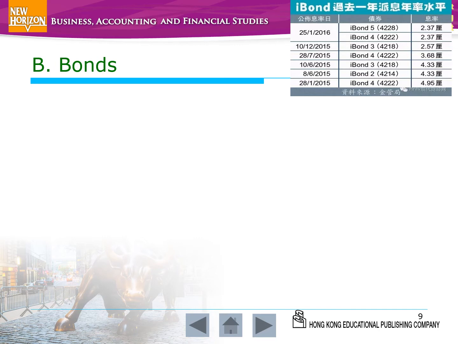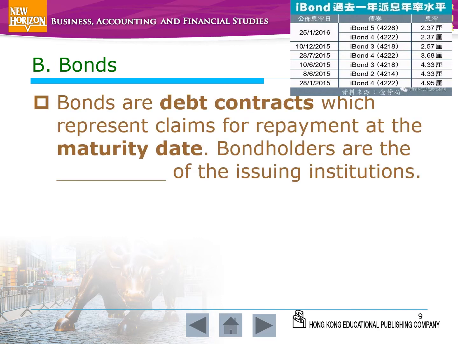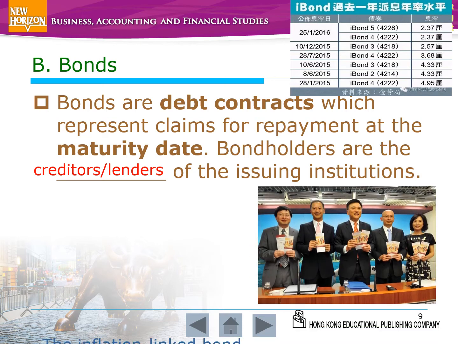Okay, let's turn to bonds. Bonds are debt contracts. As you read, you may call it debt instruments, or debt contracts, which represent claims for repayment at the maturity date. Bondholders are creditors, or you say lenders, of the issuing institutions. That means the bondholders are lenders of money to the issuing institutions.